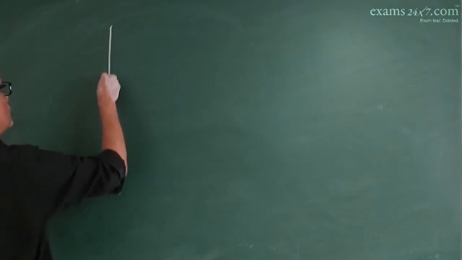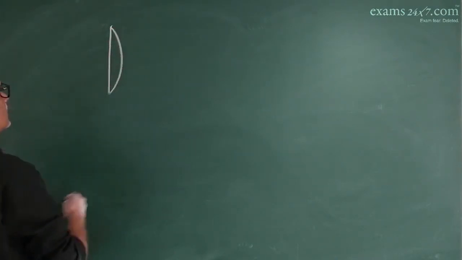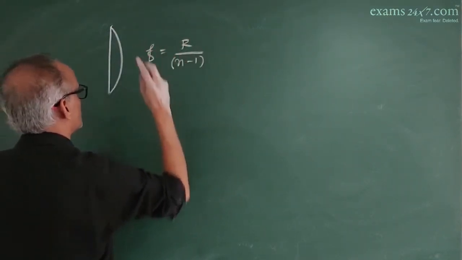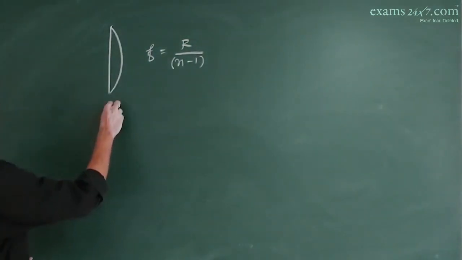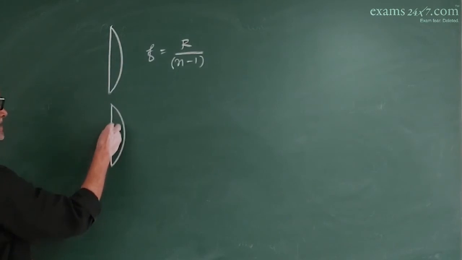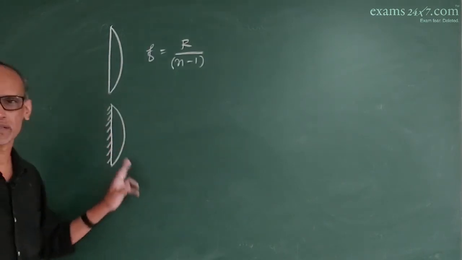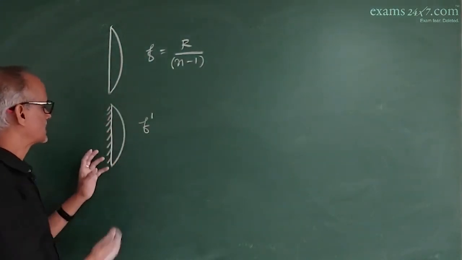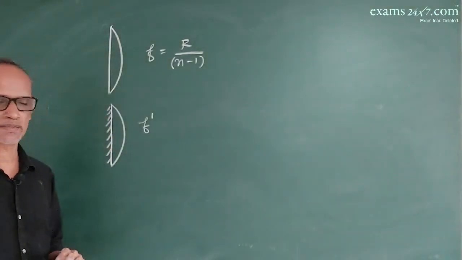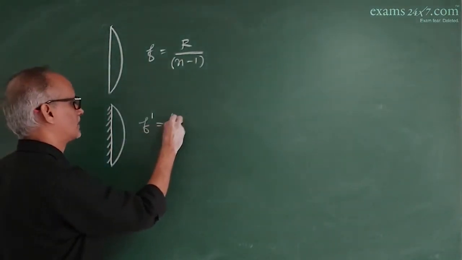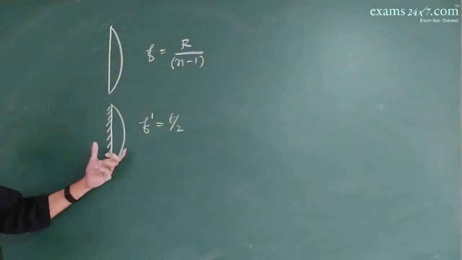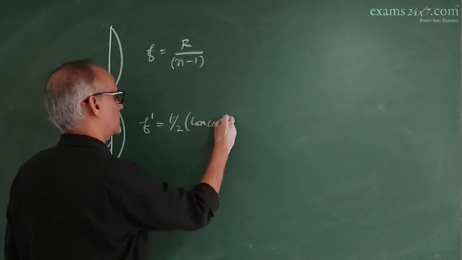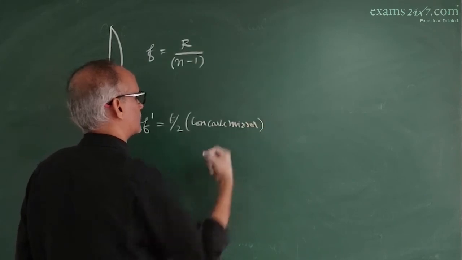So I am going to consider a plano convex lens having focal length f given by r by n minus 1. This is the focal length. And now the plane surface of the lens is silvered. The focal length changes when it is silvered, because now it acts like a combination of a plane mirror and a lens. So the new focal length is given by f dash is equal to f by 2. And this particular combination now behaves like a concave mirror.